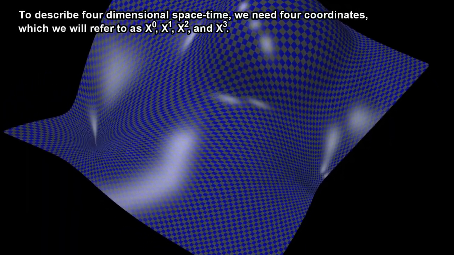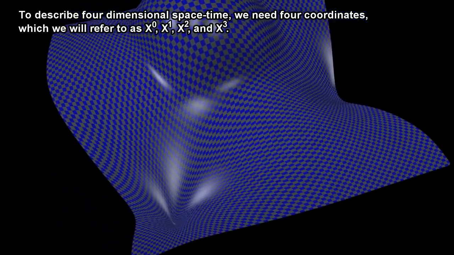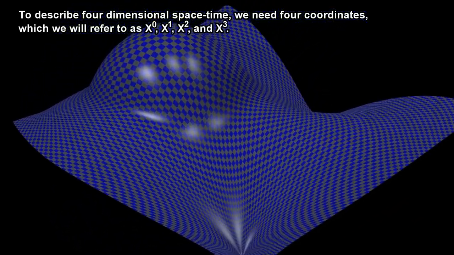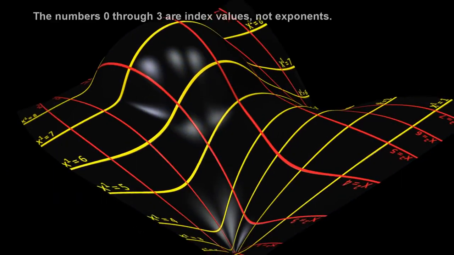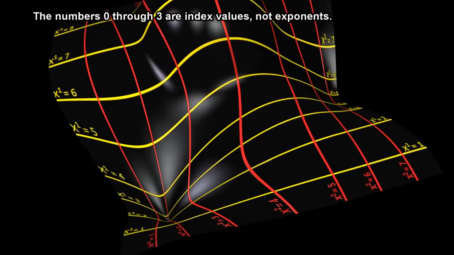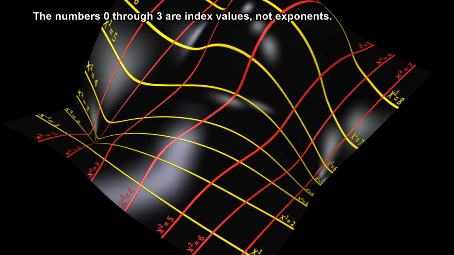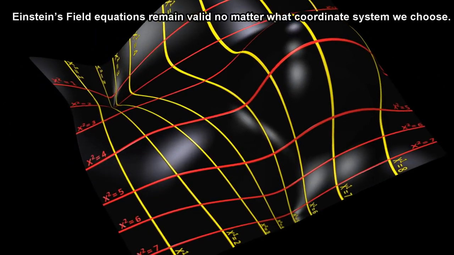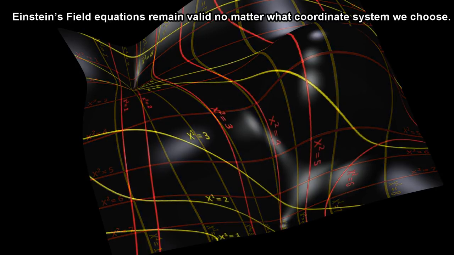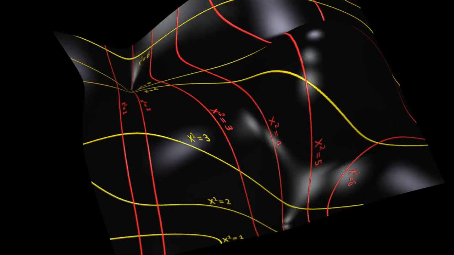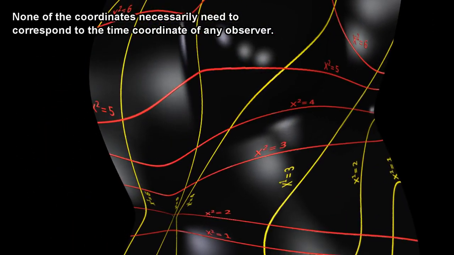To describe four-dimensional space-time, we need four coordinates, which we will refer to as x0, x1, x2, and x3. The numbers 0 through 3 are index values, not exponents. Einstein's field equations remain valid no matter what coordinate system we choose. None of the coordinates necessarily need to correspond to the time coordinate of any observer.